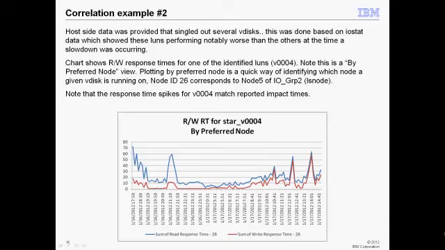The chart shows the read-write response times for one of the identified LUNs. Note that this is a by preferred node view, which was derived through the use of a script. Plotting by preferred node is a quick way of identifying which node a given vDisk is running on. Node ID 26 corresponds to node 5 of I/O group 2. Note that the response time spikes for V0004 match the reported time of the impact.